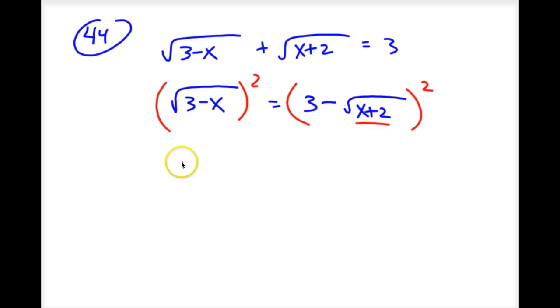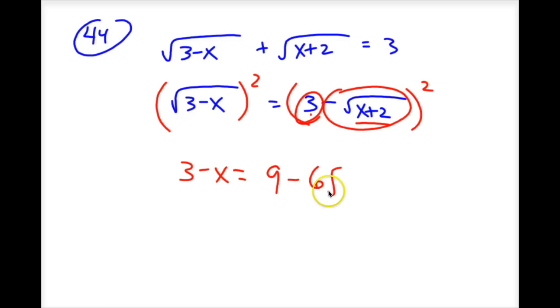So what does this turn into? 3 minus x on the left. And on the right, you got first one squared, which is 9, 3 times 3. And you got to do twice the product. Well, 3 times negative square root of x plus 2 doubled is negative 6 square root of x plus 2. Double 3, you get 6, and then the 6 goes outside of the square root of x plus 2.